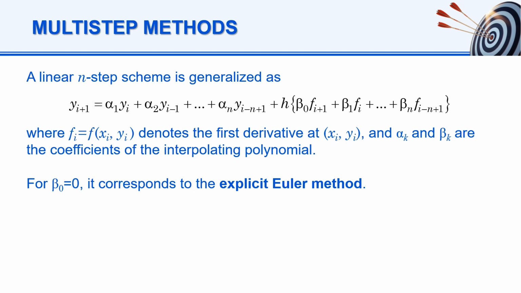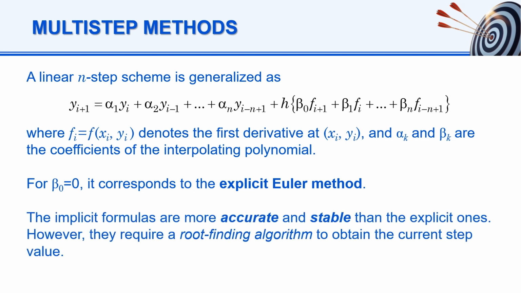For beta_0 equal to 0, it corresponds to the explicit method. The implicit formulas are more accurate and stable than the explicit ones. However, they require a root-finding algorithm to obtain the current step value.